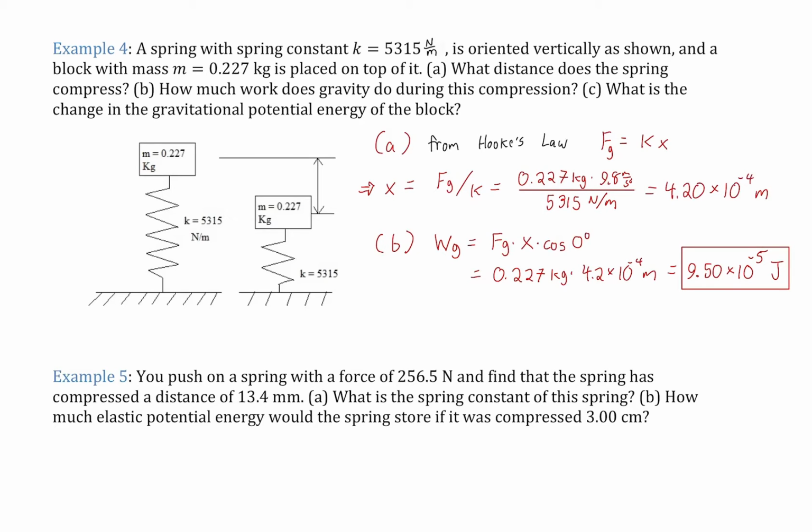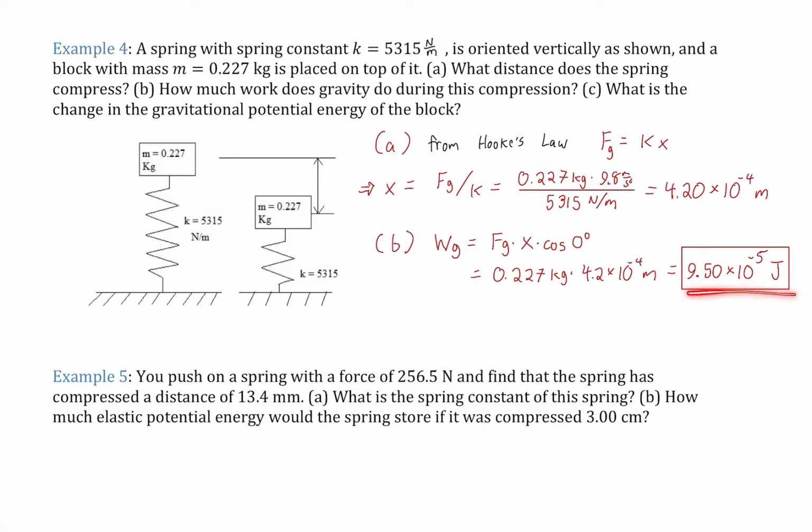Well, okay, so then it's going to have 0.227 kilograms times 4.2 times 10 to the negative 4 meters, right? Because we found that from part A. So we find that gravity did a tiny bit of work, 9.5 times 10 to the negative 5 joules. Positive because it went down in the same direction, right? So it's cosine of 0 degrees, which is a 1.